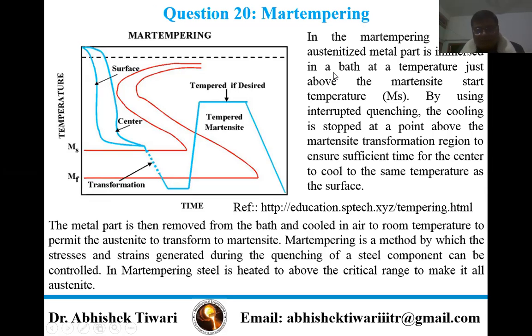In the martempering process, the austenitized metal part is immersed in a bath at a temperature just above the martensite start temperature, and by using interrupted quenching, cooling is stopped at a point above the martensite transformation region to ensure sufficient time for the center to cool to the same temperature as the surface. The metal part is then removed from the bath and cooled in air to room temperature to permit austenite to transform to martensite. Martempering is a method by which the stresses and strains generated during quenching of a steel component can be controlled. In martempering, steel is heated above the critical range to make it all austenite.